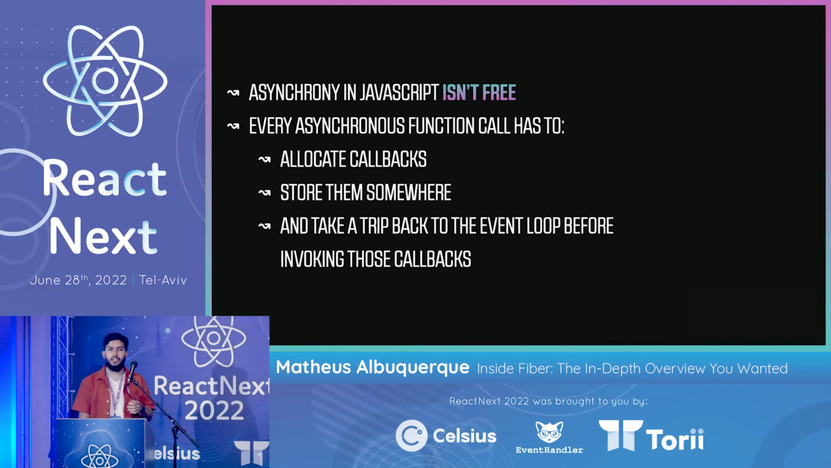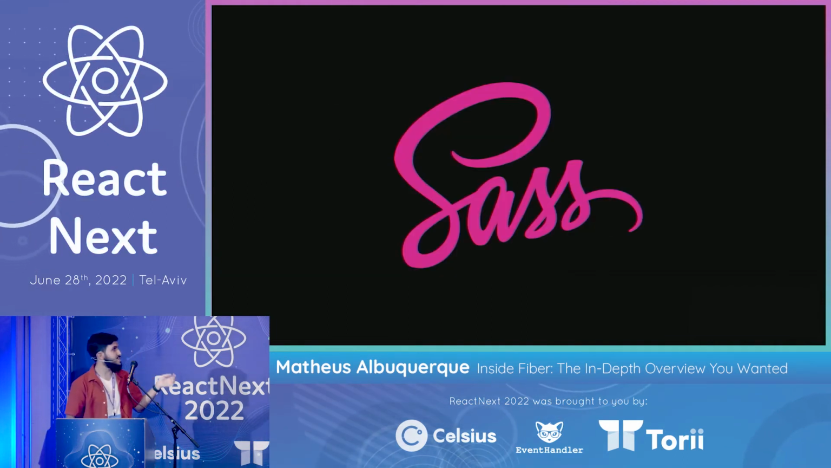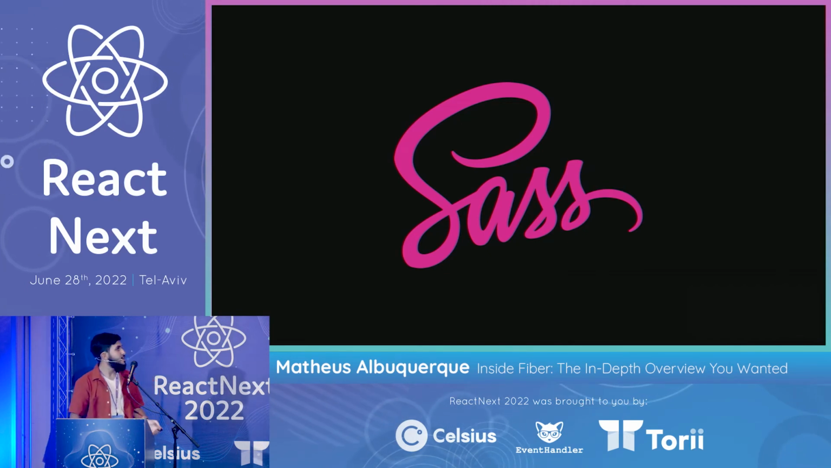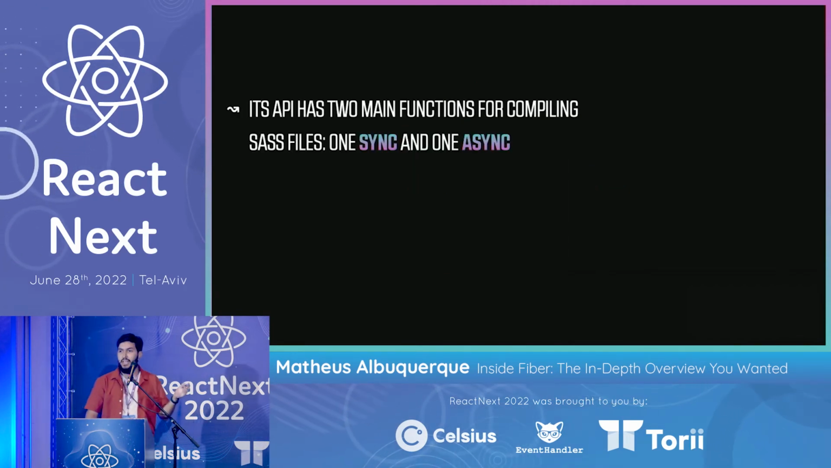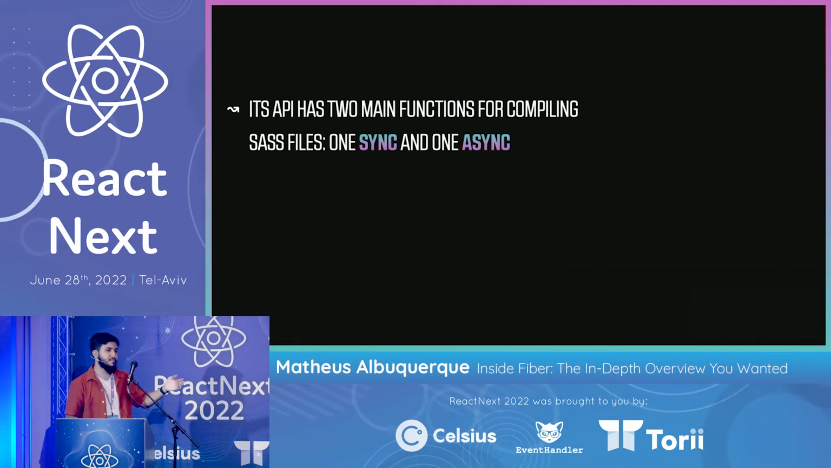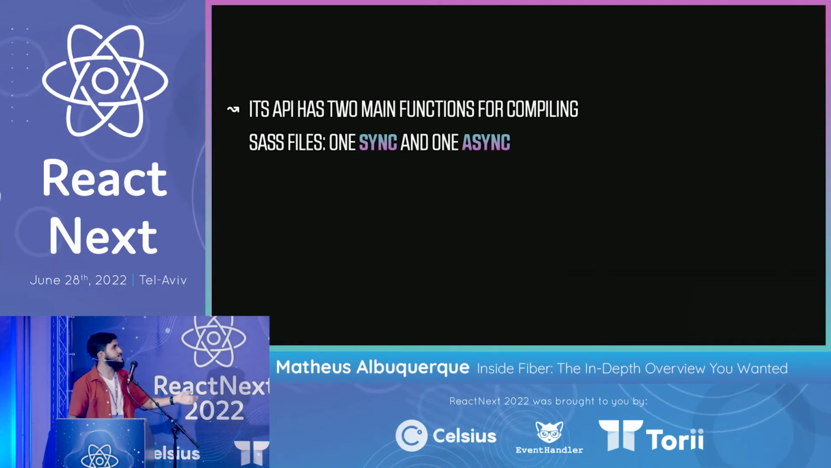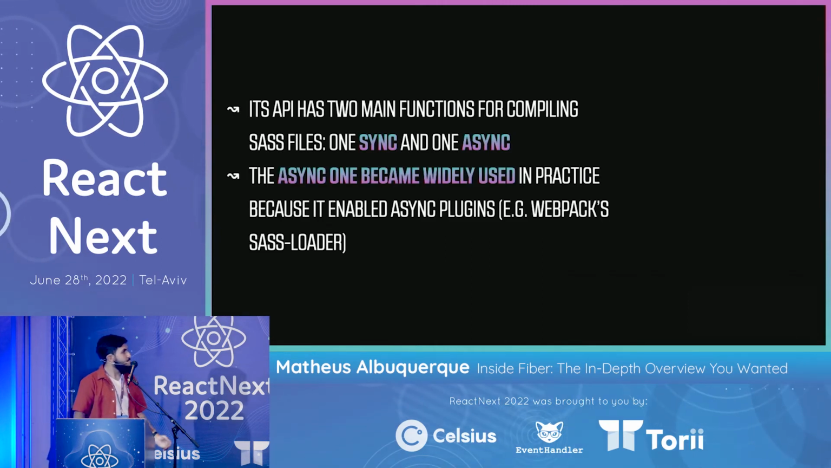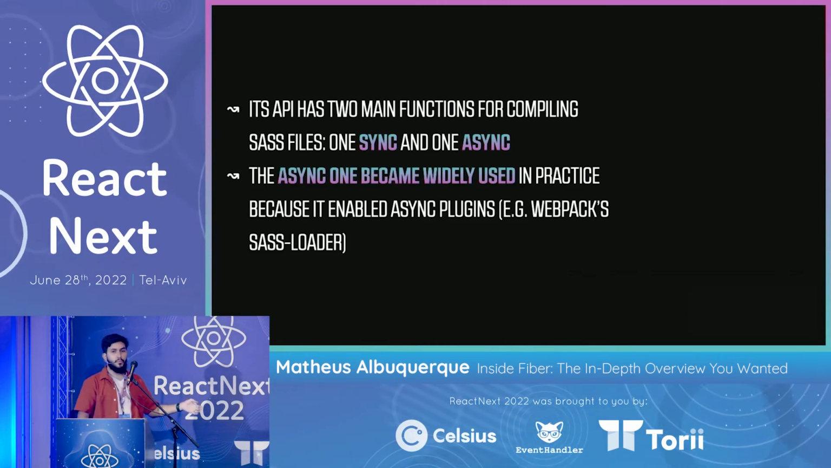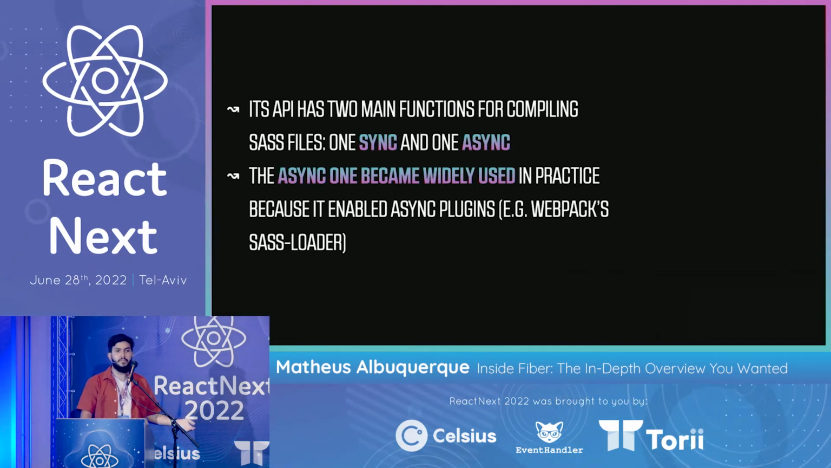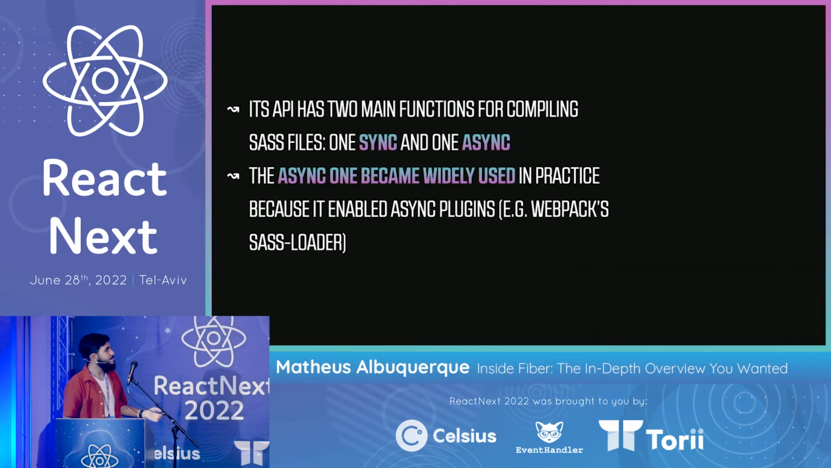One really good example to illustrate that is Sass. I think many of you know Sass. The Sass API has 2 main ways of compiling: sync and async. The async one became really widely used in practice because it enabled async stuff like the webpack loader.